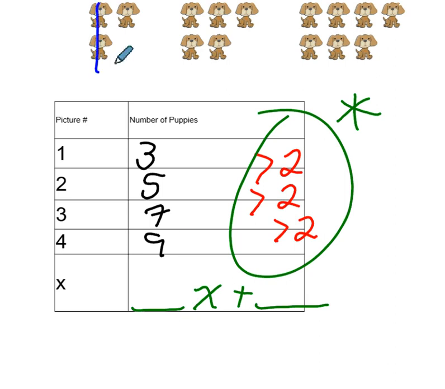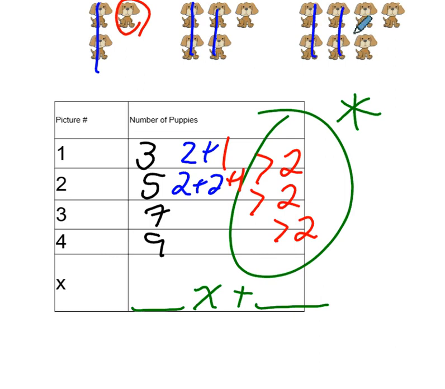Well, notice there's 2 puppies plus 1. So there is our 2 plus 1. This is 2 plus 2 puppies, or 2 plus 2 plus 1. And then we have 2 plus 2 plus 2 plus 1. Those are just things that you should notice from the picture. Okay? Where do we see those in the equation? And where do we see that connection to the fact that we're going up by 2?